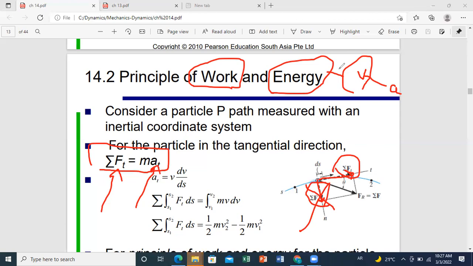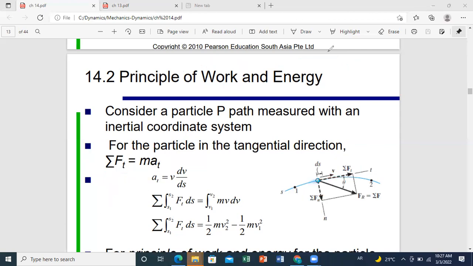So now, if I say I just want to determine what is the work of tangential forces, I relate the tangential forces to the tangential acceleration, because I know that sum of tangential forces is equal to the mass times AT. And by definition, what is AT? AT is the change in speed. So AT is dV by dt.